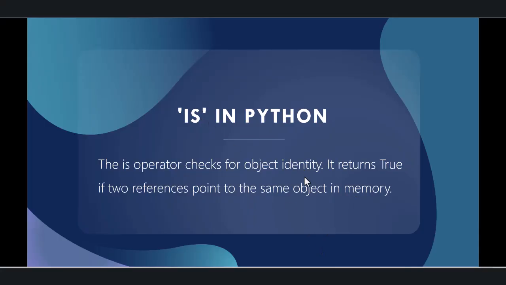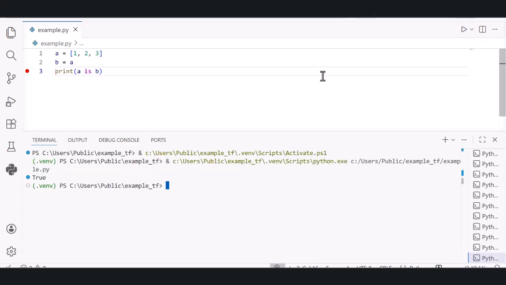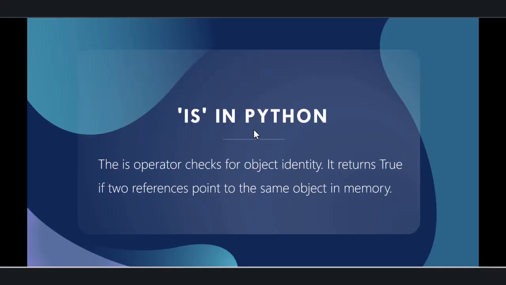Now we'll see a simple example. Here A contains the list of 1, 2 and 3 values, and I am saying that B is equal to A. Now both B and A are the same. We are printing A is B, and we will see whether it returns true or false. It is returning true. It means both these objects A and B refer to the same memory. As we assigned B as A, they both became the same. So the output is true. This is about is in Python.